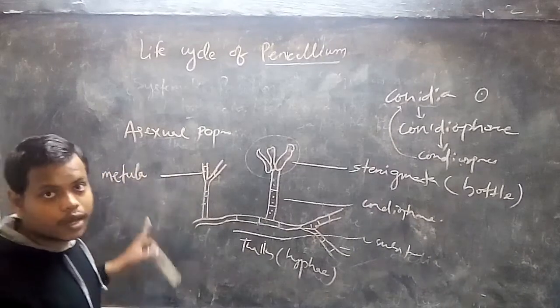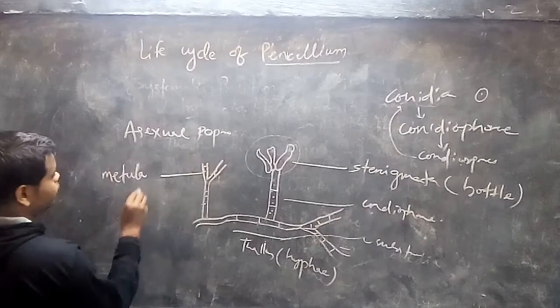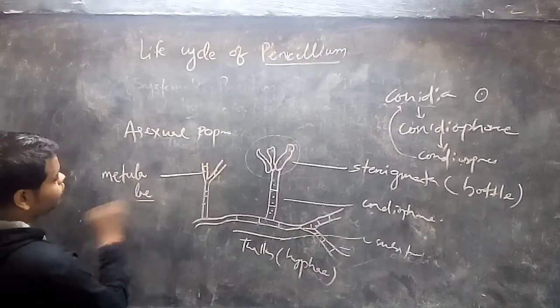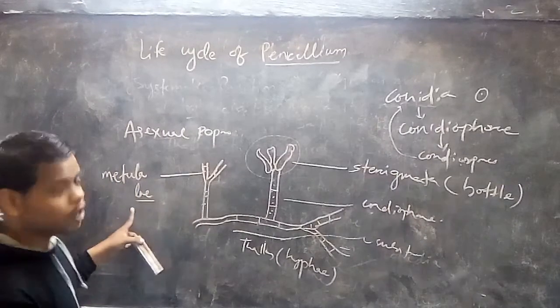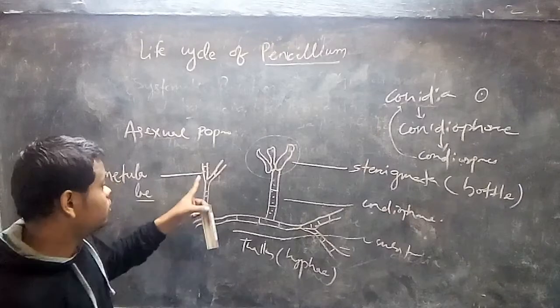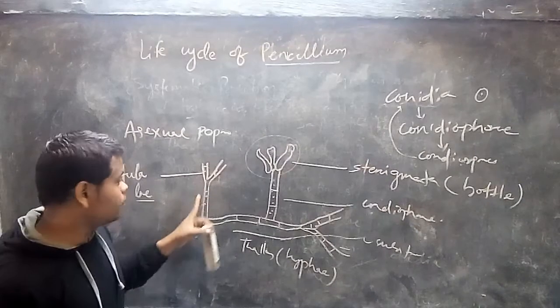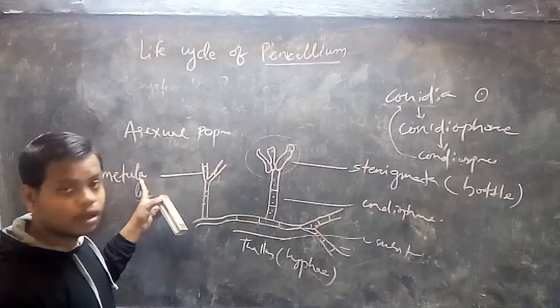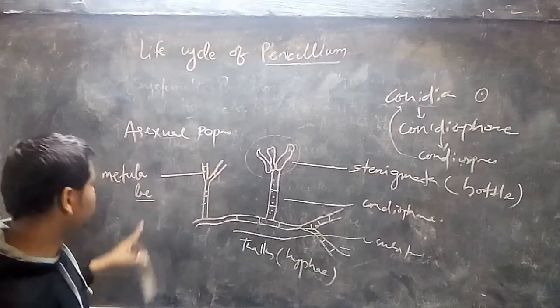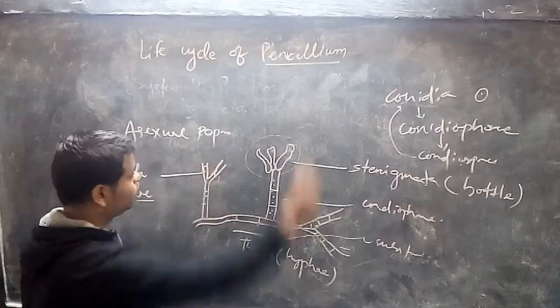Metula is the singular form. Metulae is the plural form. If you add E, then that will be the plural form. Okay. The secondary branches of the conidiophore are called metulae. Plural form is metulae, singular form is metula.